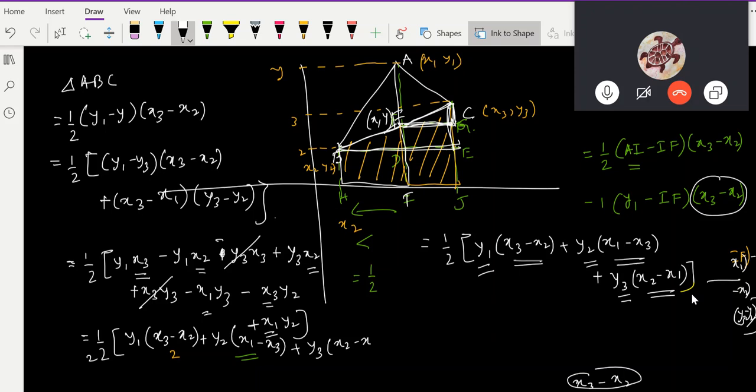Okay. Sir, I remember the Heron's formula now. We can use that. It'll be faster if we take out the distance and use that form. I'll show you the distance also.